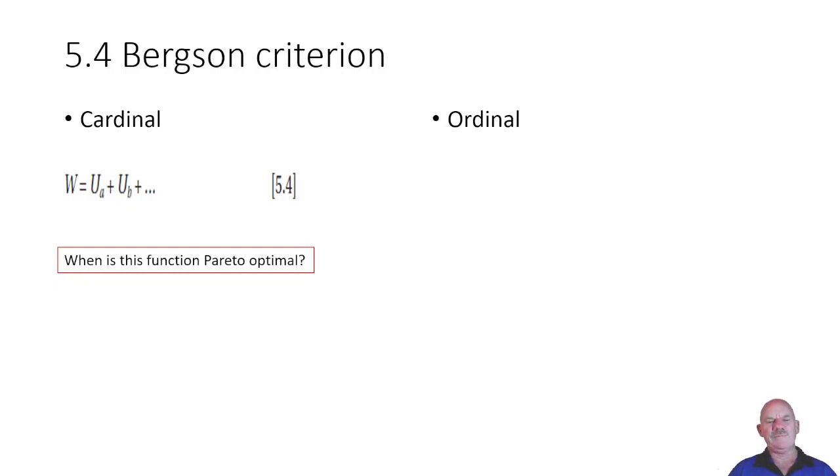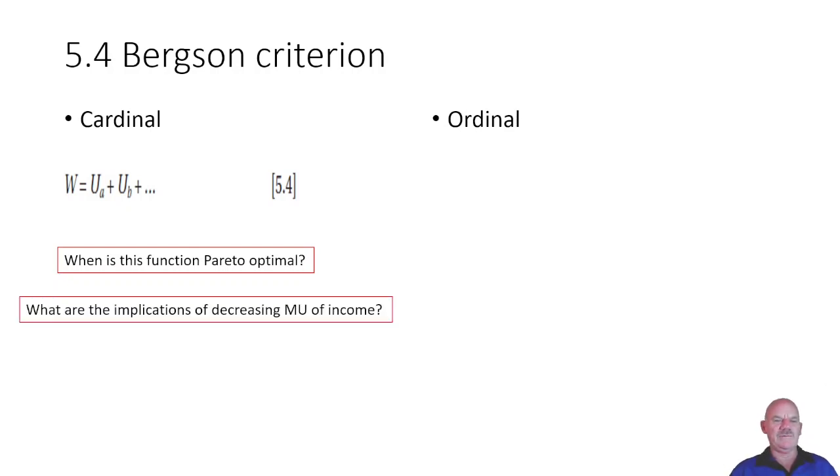When will such a function be Pareto optimal? Well, if you increase the utility of A or you increase the utility of B or both, as long as you don't harm someone by giving someone else more, then it could be Pareto optimal. It could even, as we've just seen, be Pareto optimal if you give stuff away, as long as the marginal utility of income is decreasing, sorry, not negative, decreasing.